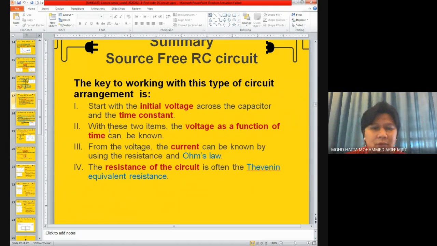And I've already discussed this, and the thing is that, remember, if there are a number of resistors in the circuit, it means that you need to combine those resistors together and come up with a single value of resistance known as the equivalent resistor or Thevenin equivalent resistance.